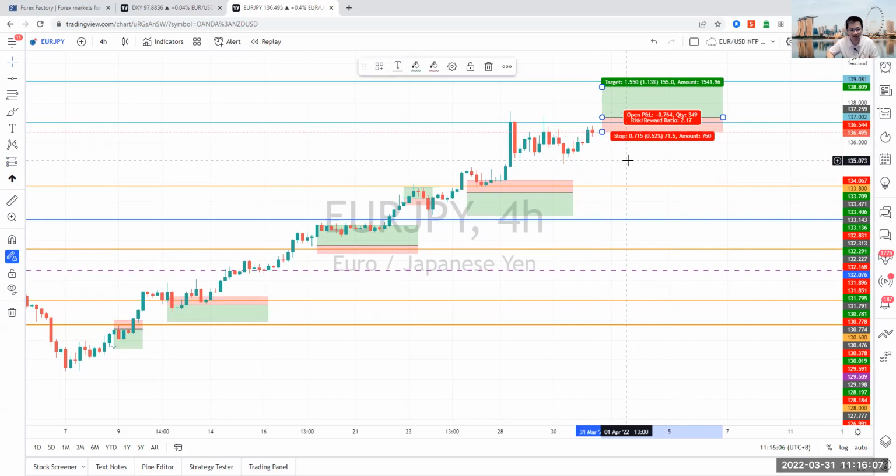So in this case, for the euro yen H4 time frame, if it does break above this 137 level, you can look to buy at about 137.26, 137.30. You would have a 1:2 risk-reward ratio towards the upside.